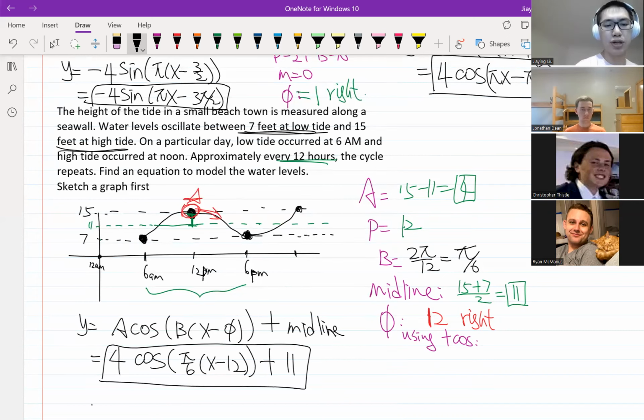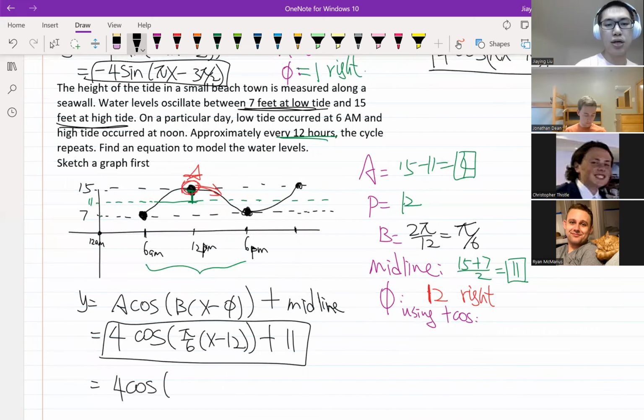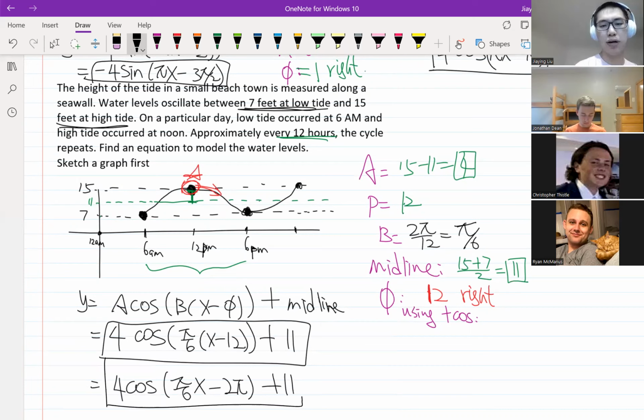If you want, we can simplify the parentheses part. So that's 4 cosine of pi over 6 x minus pi over 6 times 12, that's 2 pi, plus 11. So both are correct.